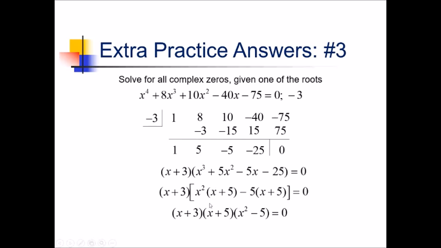Going from left to right and zeroing out each of these, we've got -3, -5, and for x squared minus 5, if I add 5 and square root, I've got plus or minus radical 5 for my last two answers.